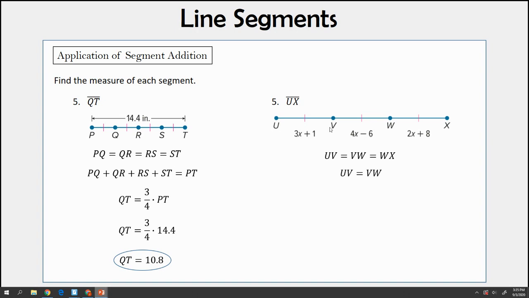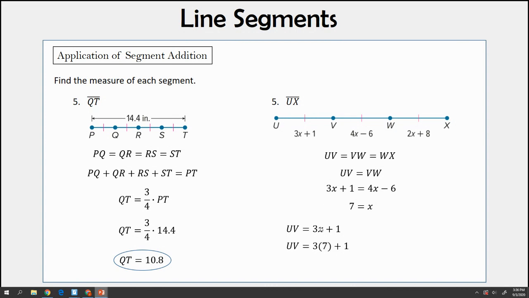So for instance, u to v and v to w, they're the same length. So these two expressions have to equal each other. It won't matter which two you set equal, you're going to get the same answer. Okay, so what we'll do here, subtract 3x and add 6, and we get x equals 7. Okay, so now they want us to find u to x. Well, what does that mean? Well, here's what I did. I found u to v.